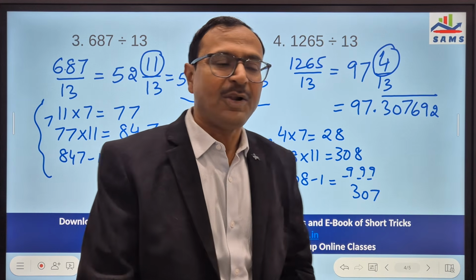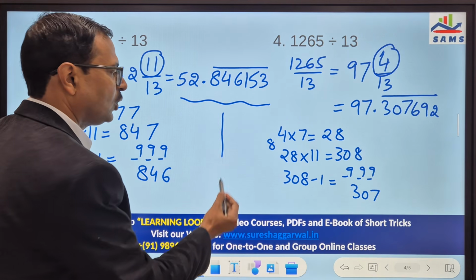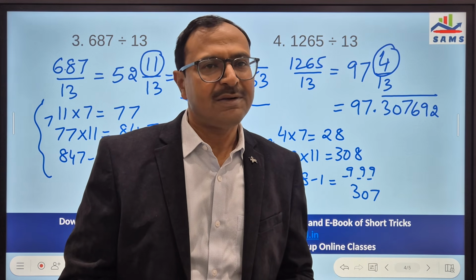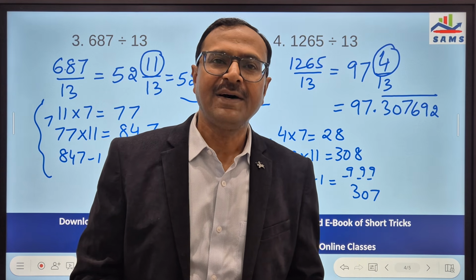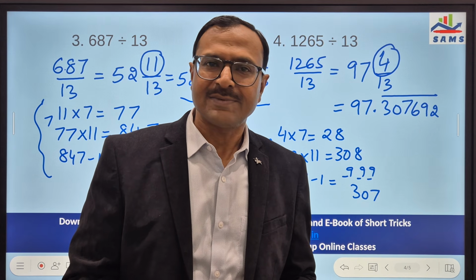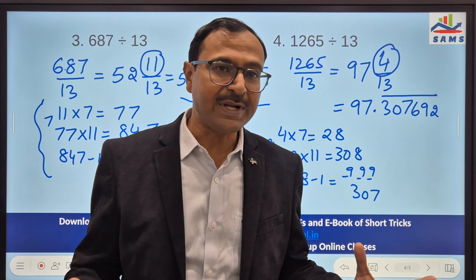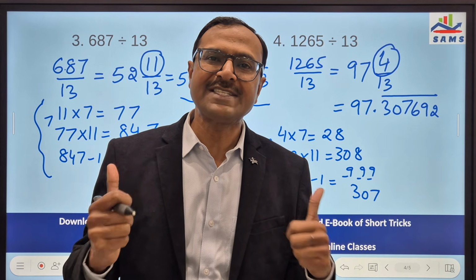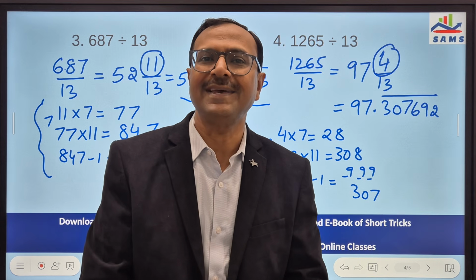See friends, a lot of hard work goes into learning these short tricks and applying them in the exam, and that is why the success rate in the competitive exams is so low. 1 out of 100 or 1 out of 120 students are qualifying the exams. That is because they are doing all these smart things which are required to crack the exams.